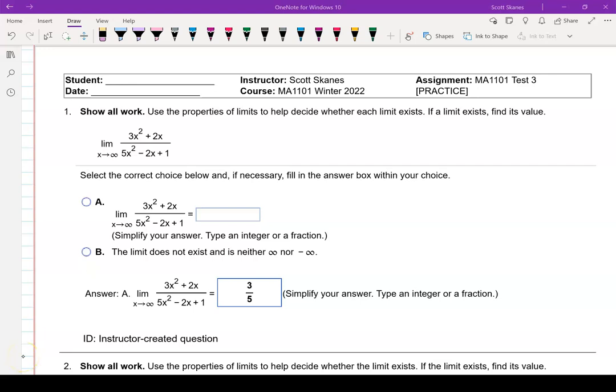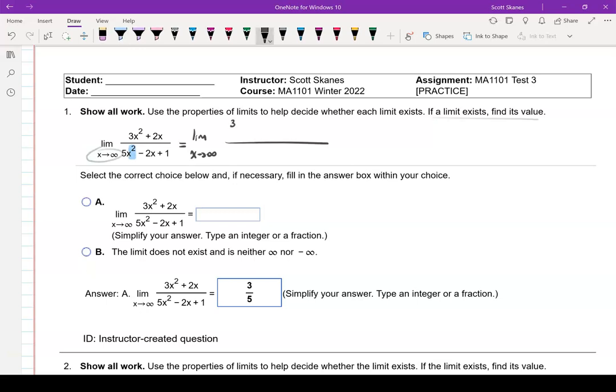First question says, show all work. Use the properties of limits to help decide whether each limit exists. If a limit exists, find its value. So this question is a limit as x goes to infinity. There's a shortcut I'll show you, but the basic idea is that you divide each term by the highest x in the denominator. The highest x in the denominator right now is x squared, so I'm going to divide every single thing by that.